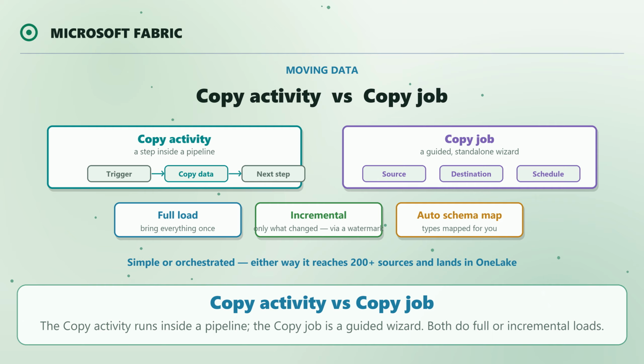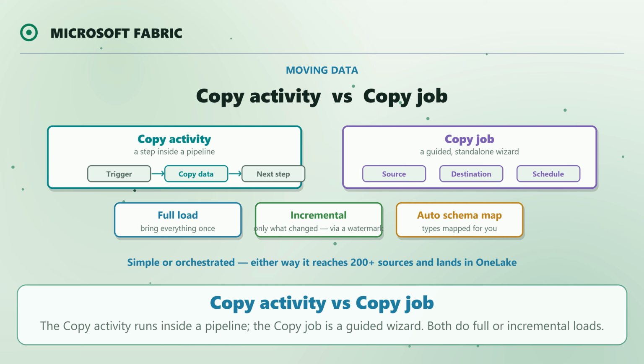The second is the copy job. It's a guided, standalone experience that walks you through 3 questions. What's the source, what's the destination, and how often should it run? And then it just goes. Reach for it when you want straightforward movement without hand-building a whole pipeline. It's the fastest path from source to OneLake.